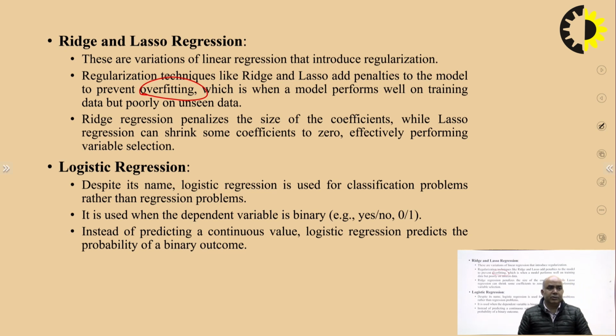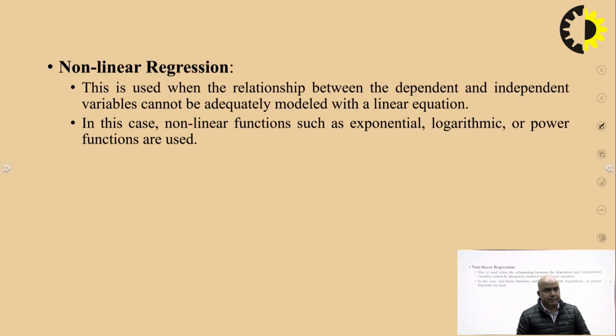Another type is logistic regression. Despite its name, logistic regression is used for classification problems rather than regression problems. It is used when the dependent variable is in binary form, either 0 or 1, or yes or no. Instead of predicting a continuous value, logistic regression predicts the probability of the binary outcome.